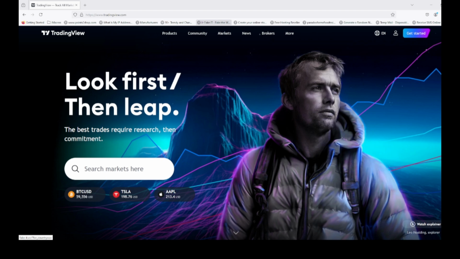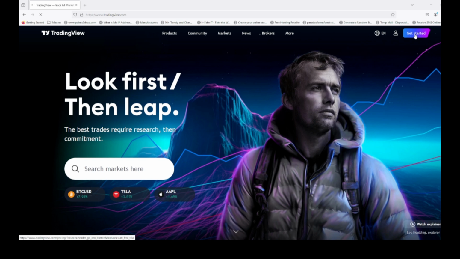So before we do anything, of course, we make use of TradingView. You go to www.tradingview.com. When you get there, the next thing is to register. You click on get started and you register. When you register, you have your own password, email confirmation and everything, and you are in.